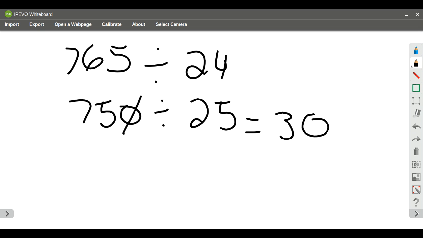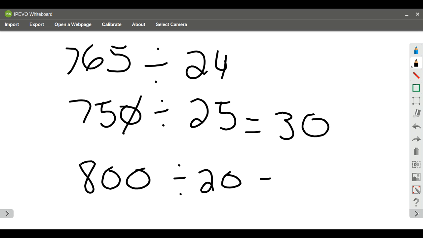So 40 is not a best estimate. The best estimate is going to be 30 because here's the estimate that Caesar did. He did 800 divided by 20 to get to 40. That's a good reasonable estimate. If I had that as my estimate, I'd say, yep, my answer is reasonable.